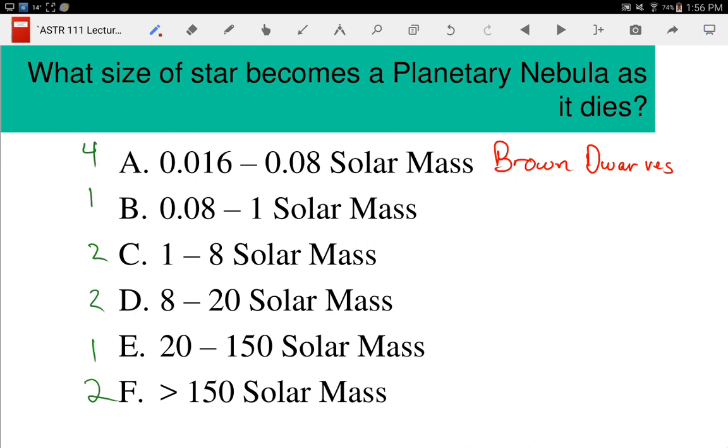Okay, then 0.08 to 1 solar mass. Well, the sun is at the top end there. Those are going to be stars. The upper ones will actually fuse hydrogen into helium and then helium into carbon. If it's above half the solar mass, they'll fuse helium into carbon. But calculations suggest that 1 solar mass is just about the minimum for planetary nebulae.